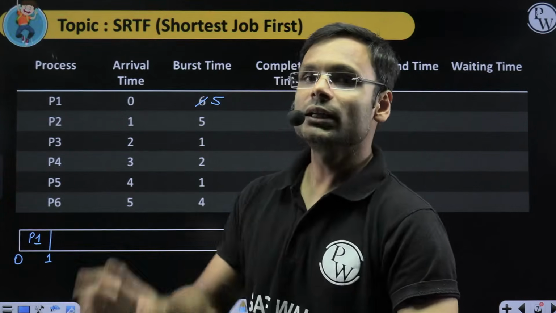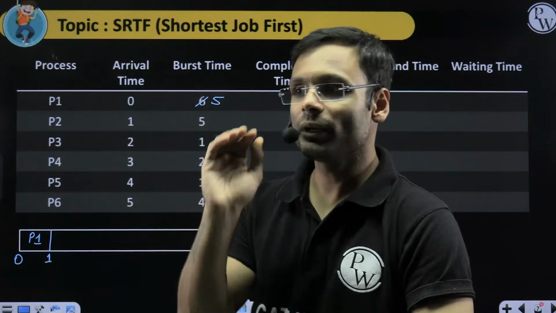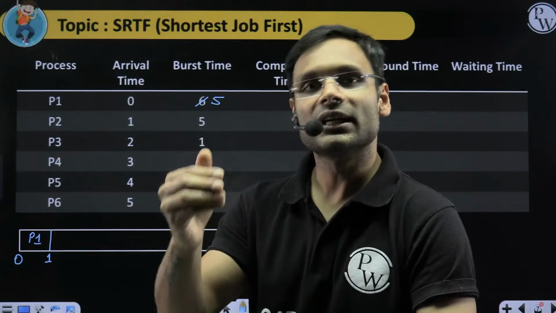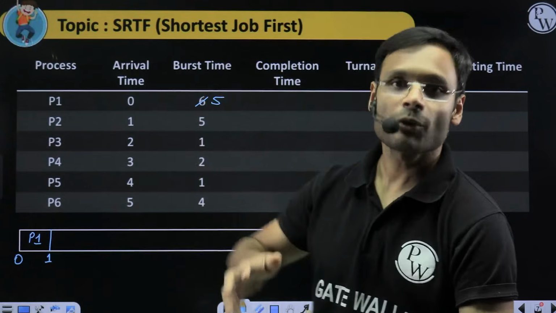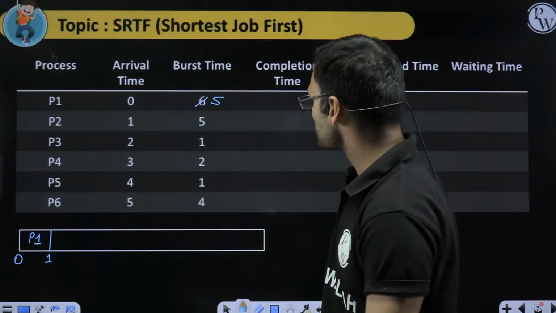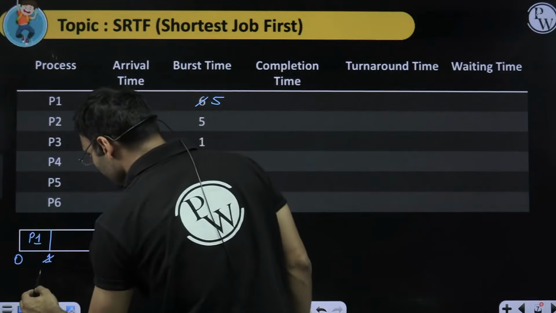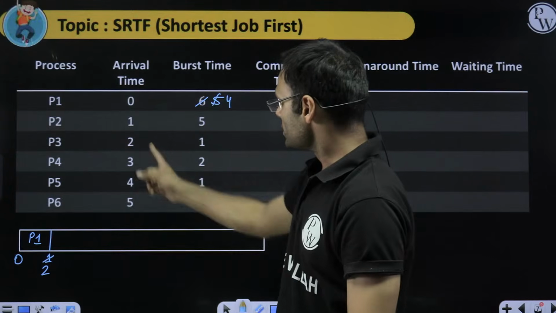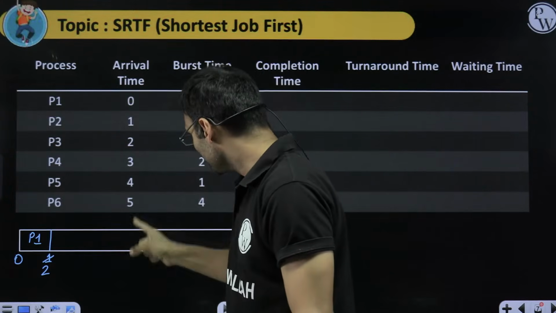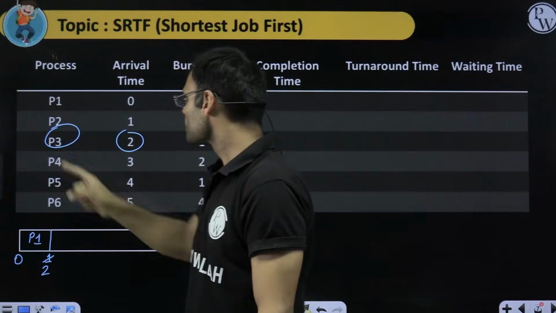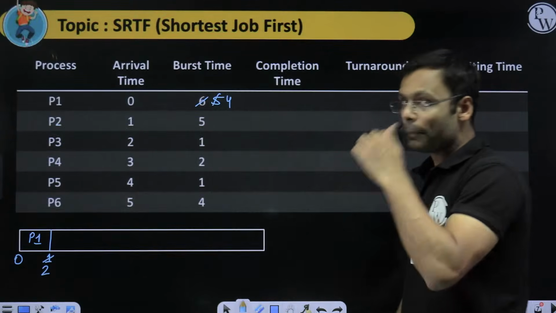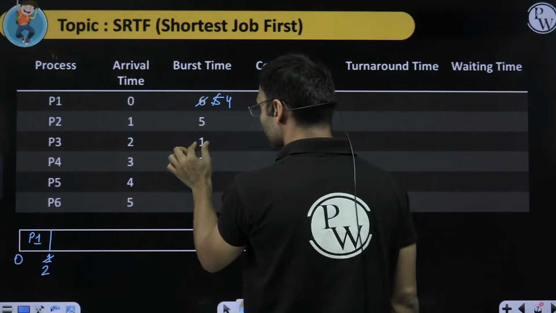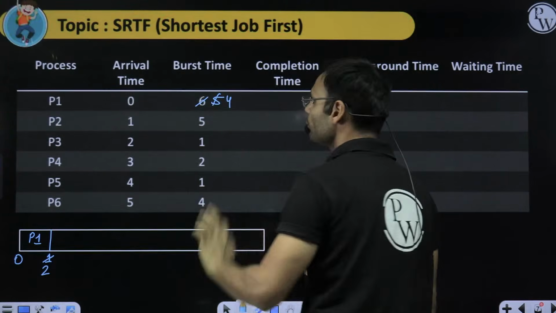According to the scheduling algorithm, if two processes have equal burst time, then continue the earlier arrived process. The earliest arrived process is P1 only. I will continue it till 2. Remaining is 4. Why 2? Because I have checked that at 2, another process P3 is also coming. P3 arrived with remaining time 1 and P1 is remaining with 4.